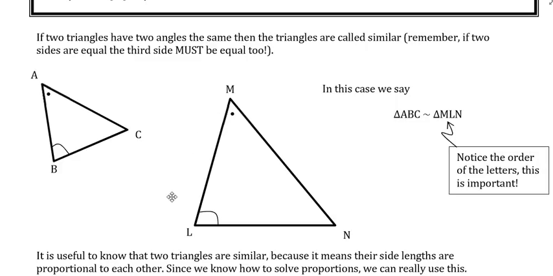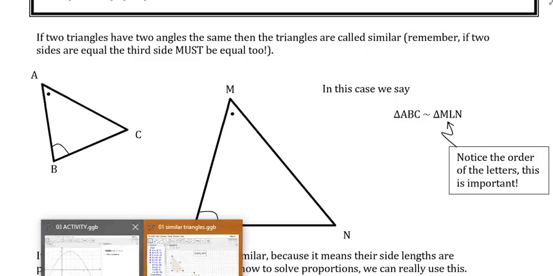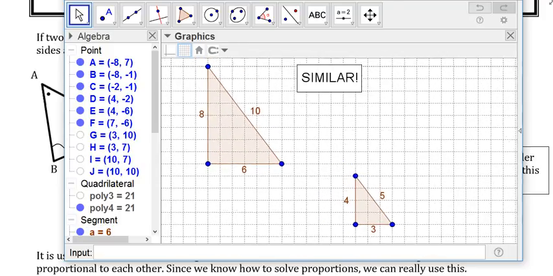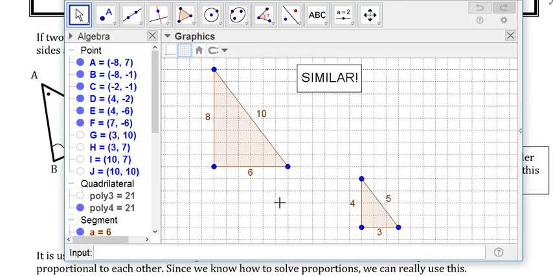It means that if you see these two triangles, this length is twice that length, right? 8 and 4. This length is twice that length, 6 and 3. And this length is twice that length, 10 and 5. So every length in the big triangle is twice the length that it pairs with in the smaller triangle. That's what it means to be a similar triangle.